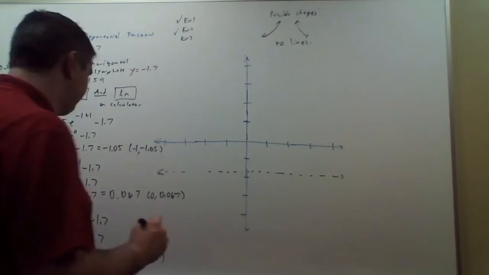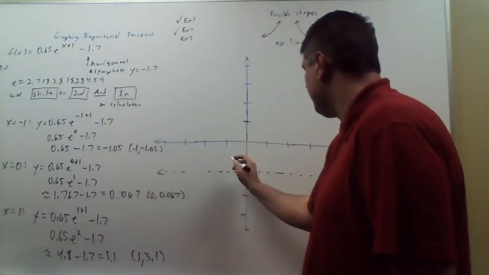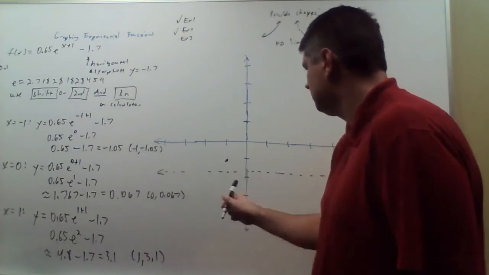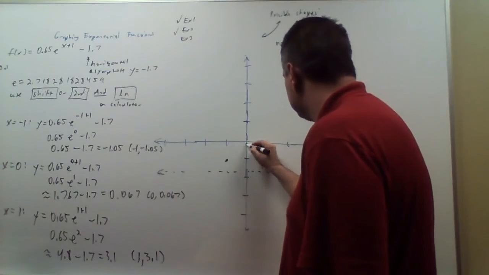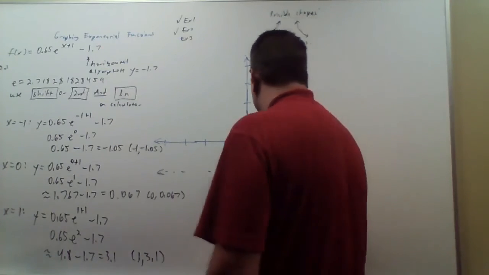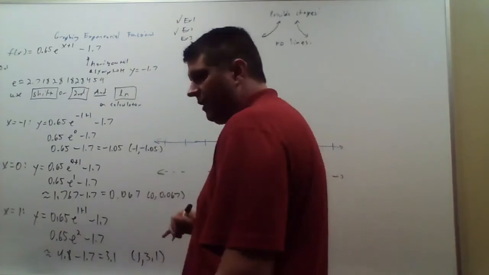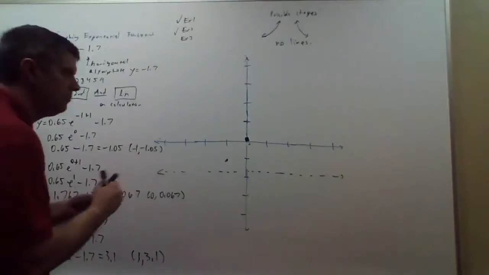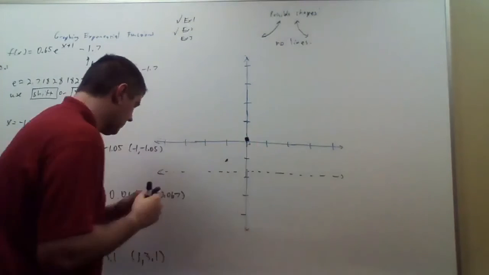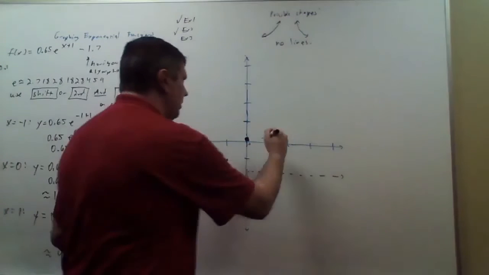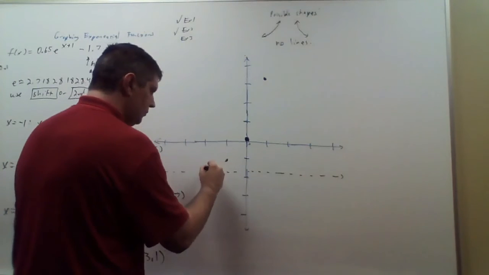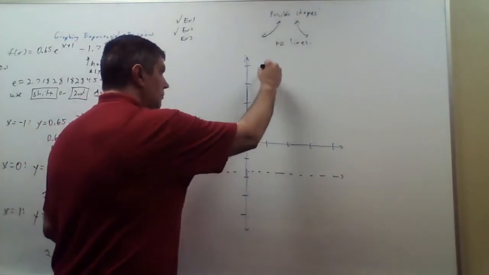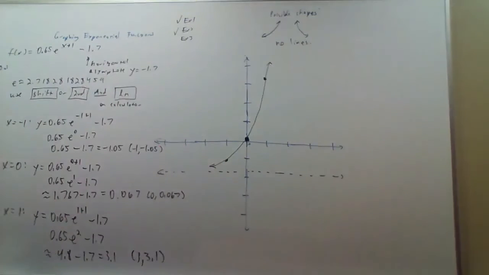Okay? So negative 1 and a little bit under 1, 0 down here. Negative, I'm sorry, it needs to be on top. It's positive, but not very high up because it's not much higher than 0. And then 1, 3.1. So 1 on the number line, and up a little bit more than 3. There we go. And I'm done.